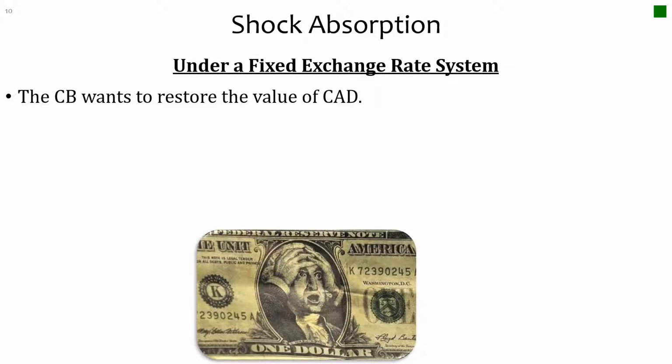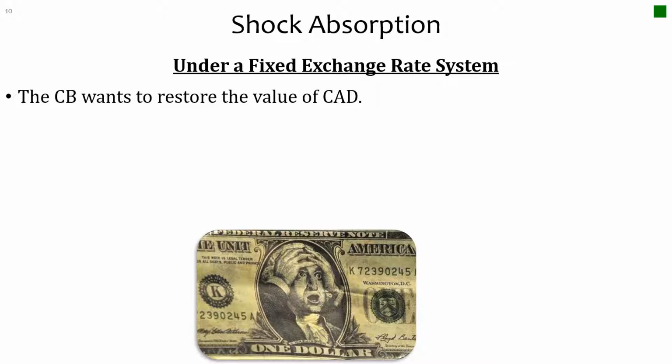Building on the same example, we had this idea that there is less demand for Canadian lumber, which means that our currency is going to become weaker. So we're going to look at a case of fixed exchange rate. In a fixed exchange rate system, the central bank would want to restore the value of the Canadian dollar. All right, so they're like, oh no, the dollar is losing value. We have to do something. Well, what are they going to do? How on earth can the central bank make the dollar appreciate in value again?